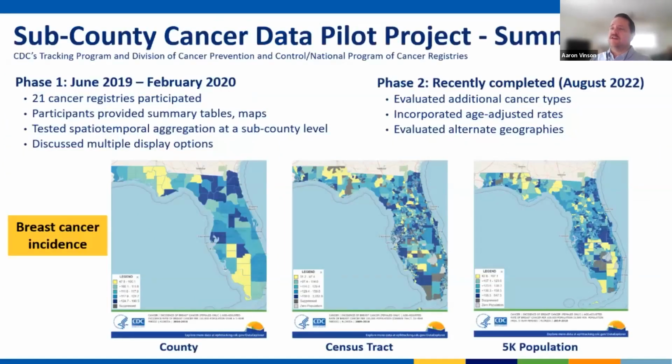To summarize the work between our two programs, we here have this summary of the phase 1 work that Jane presented on, that was completed in February of 2020, as well as the phase 2 work that we finished last year. And I'd like to highlight these images at the bottom, which show breast cancer incidence. Again, you can see the county level on the left, and then the census tract in the 5K populations on the right side. And again, it shows the finer spatial resolution of the census tract in subcounty areas that is provided by looking at those geographies. Next slide, please.